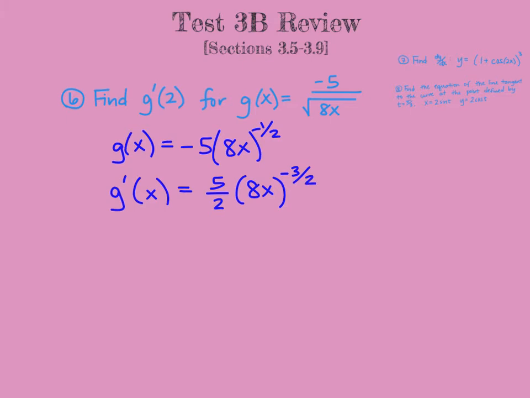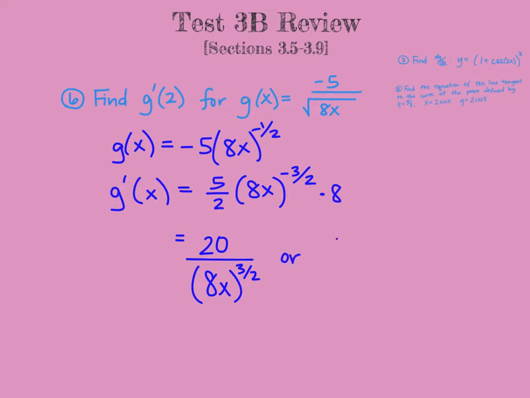Then use the chain rule and multiply by the derivative of our inside function, 8x. The derivative of 8x is 8. So multiplying 5/2 times 8, the 2 and the 8 cancel and become a 4, so it's 5 times 4, which ends up being a 20 out in front. Then we have 8x to the -3/2, so that really means 8x to the positive 3/2 in the denominator.